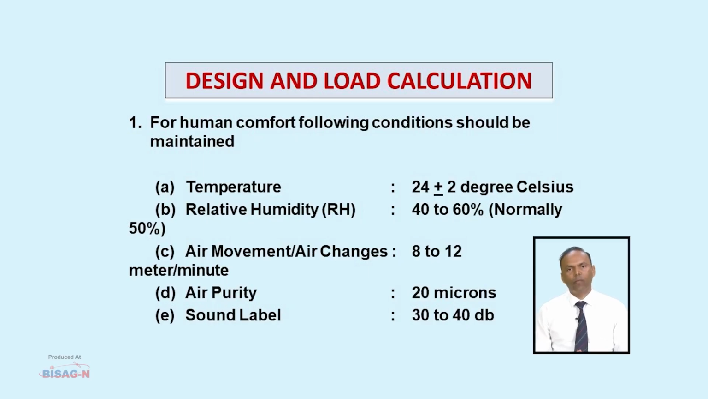So the most important parameter to start the design and calculation is, gentlemen, temperature. The temperature norm for auditoriums and living spaces is 24 degrees plus or minus 2 degrees. The second important parameter is relative humidity, which is around 40 to 60%. Then the air movement, which should be around 8 to 12 meters per minute. Coming to the air purity level, it should be 20 microns, and the sound level should not be more than 30 to 40 decibels.